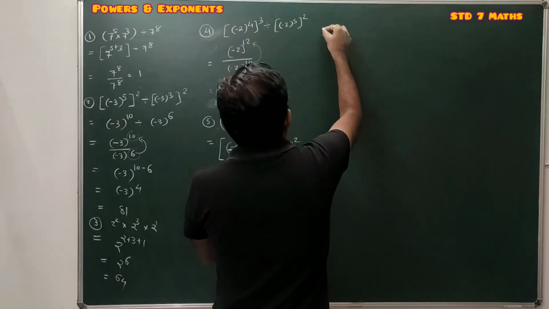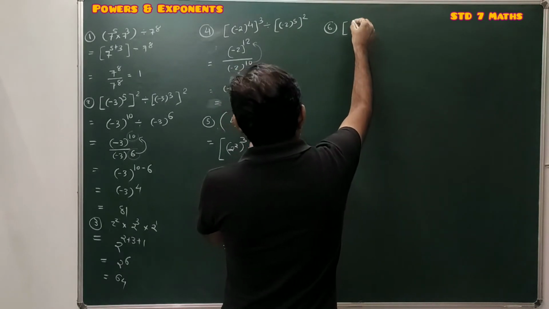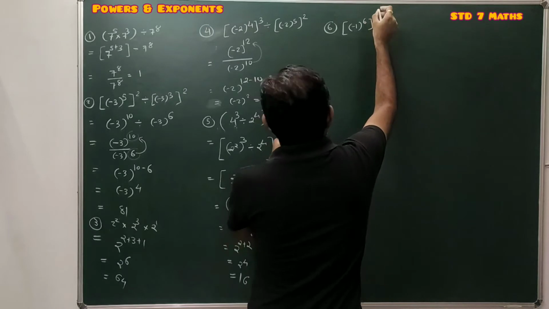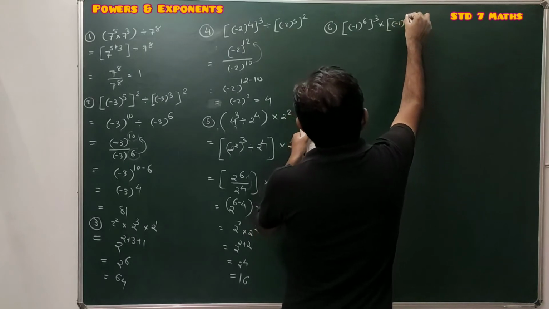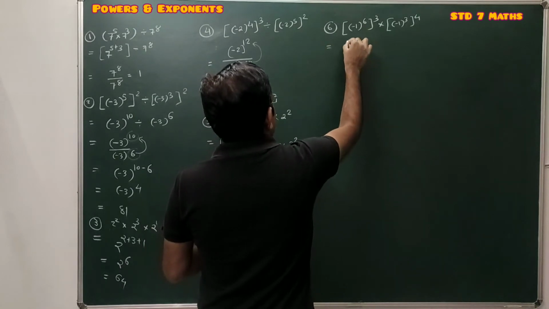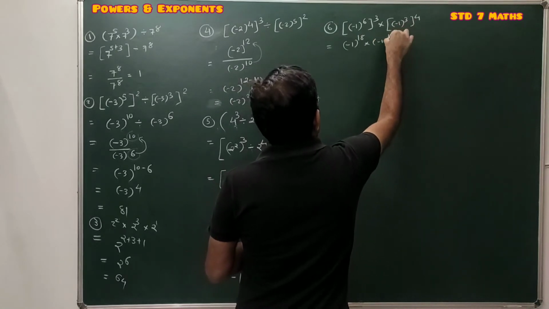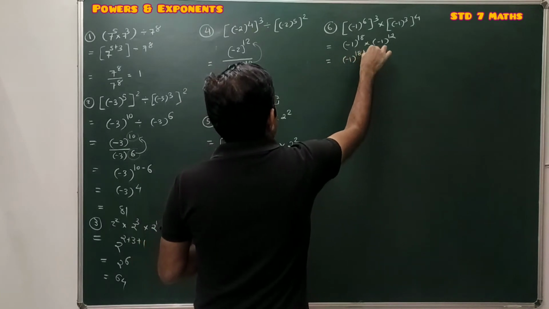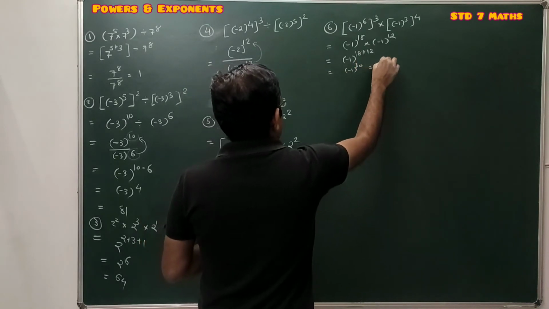So now question number 6. Here we are given minus 1 raised to 6 whose power is 3, multiplied by minus 1 raised to 3 whose power is 4. So again power of power. So multiplication, minus 1 raised to 6 3s are 18, multiplied by minus 1 raised to 3 4s are 12. So this is equal to minus 1 raised to 18 plus 12. So it's minus 1 raised to 30, which is equal to 1.